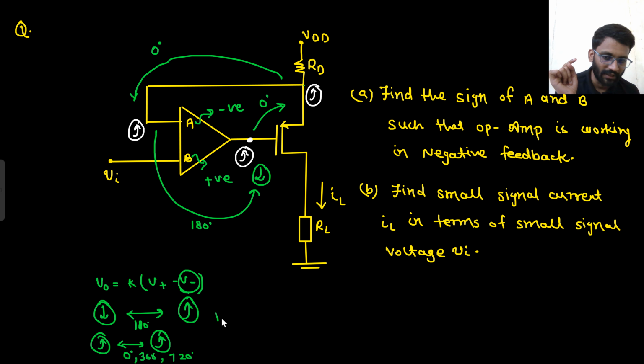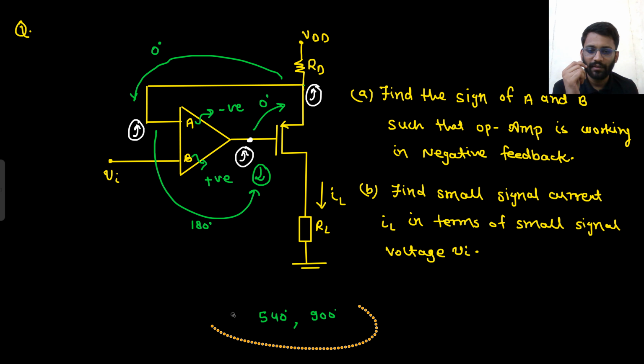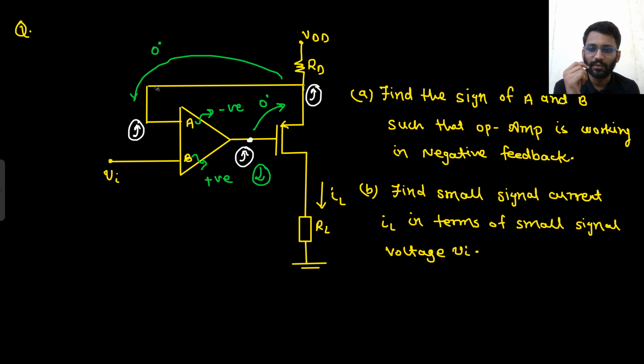And in this case, you can say 180 degree, or 180 plus 360, which will be 540. Add 360 again, 540 plus 360, you will get 900 degree. So these kind of phase shifts you need, right? So I'm not going to write it here, and this also we don't need to write.